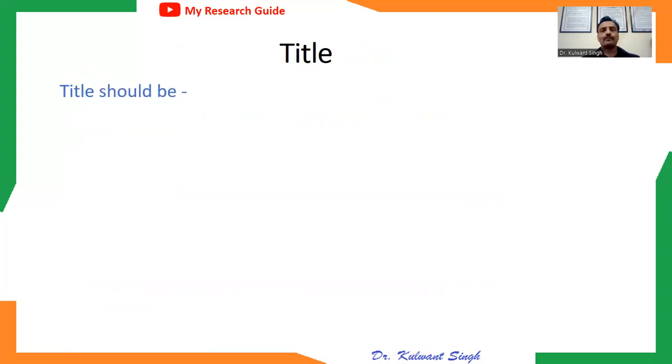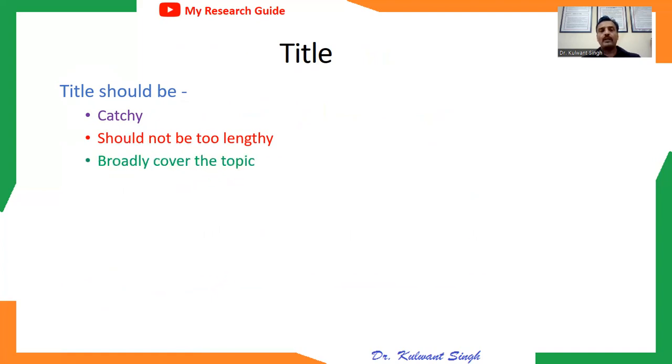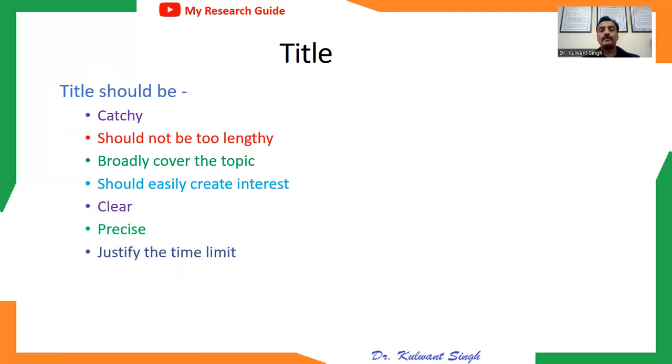The title of the synopsis should be catchy. It should be attractive to the readers. It should not be too lengthy. Broadly cover the topic of your research. It should easily create the interest of the readers. It should be clear, precise, and justify the time limits.